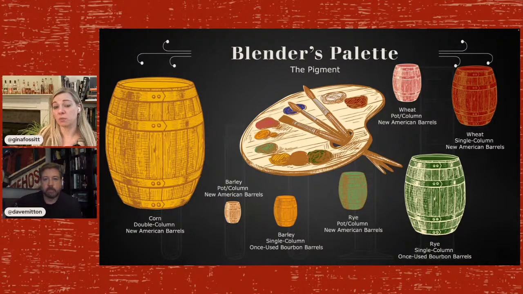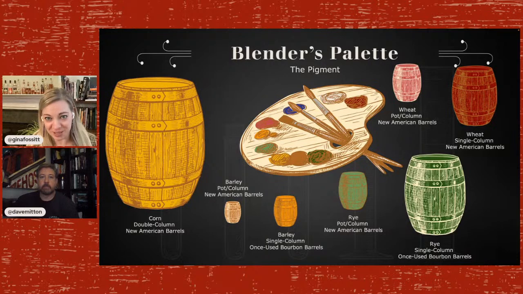Two different styles of wheat whiskeys. You've got that single column in brand new oak and a pot distilled wheat in brand new oak as well. So some nice bready notes coming into this blend. And then also two different barley whiskeys, right? Single column distilled in bourbon cask and pot distilled in brand new oak.